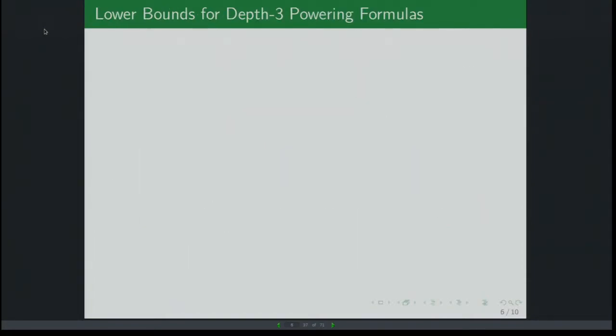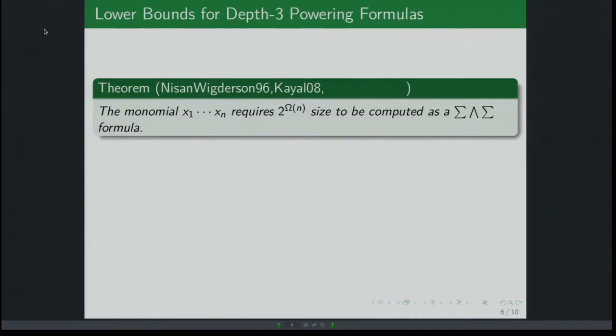What understanding do we have? We have lower bounds for this model. So what is one lower bound? It's the following. Consider the monomial x1 times x2 up to dot, dot, dot, xn. This actually requires exponential size to be computed as a depth-3 powering formula. Now, in some sense, this is embarrassing because the monomial is, in some sense, a very, very simple polynomial.